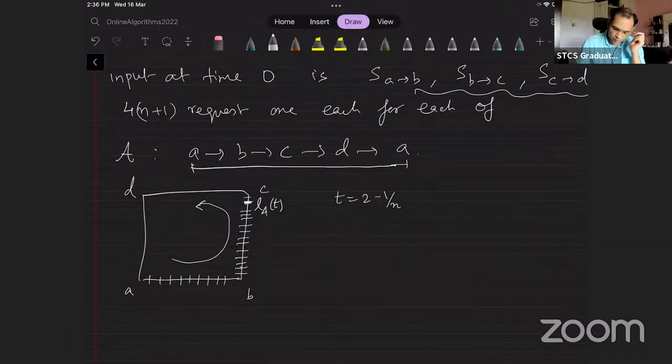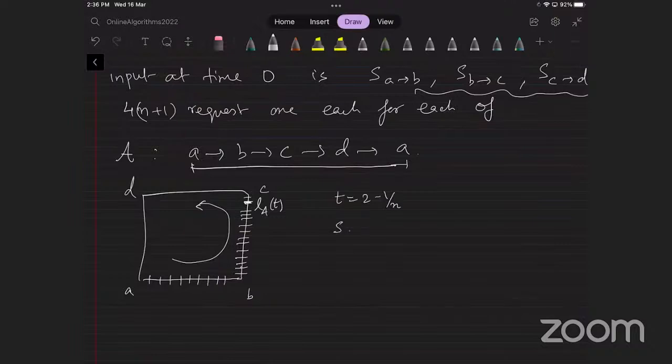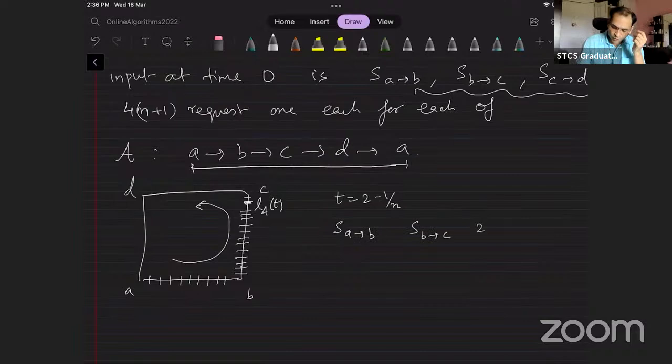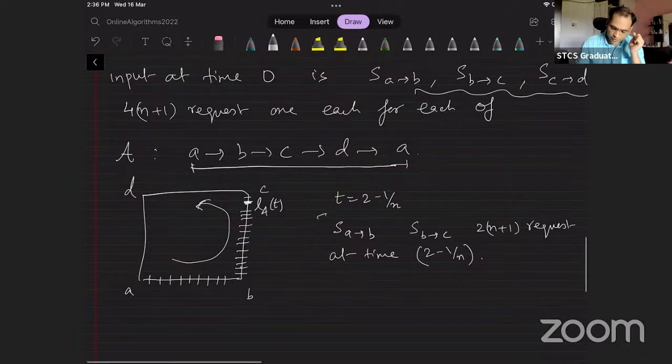So suppose at this point I ask for S A to B and S B to C. That is 2n plus 1 requests at time 2 minus 1 by n. Now this algorithm is in trouble. It has reached here. It wants to go towards C, but these requests are now revealed.